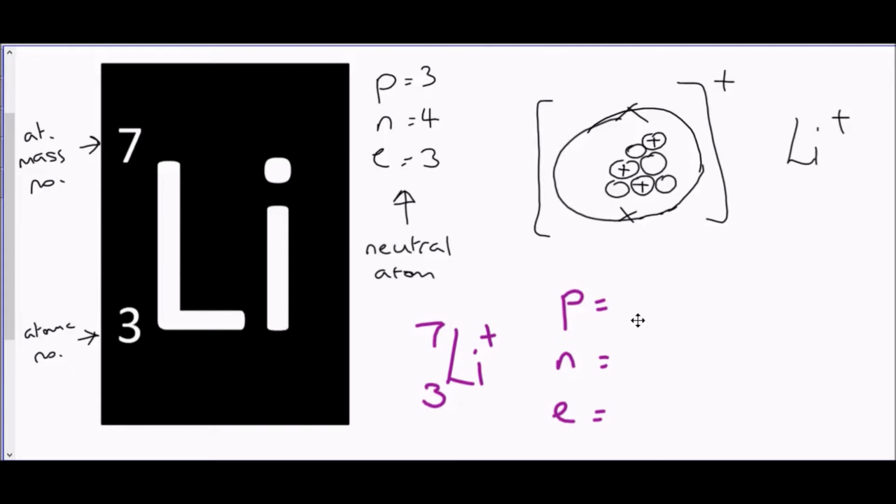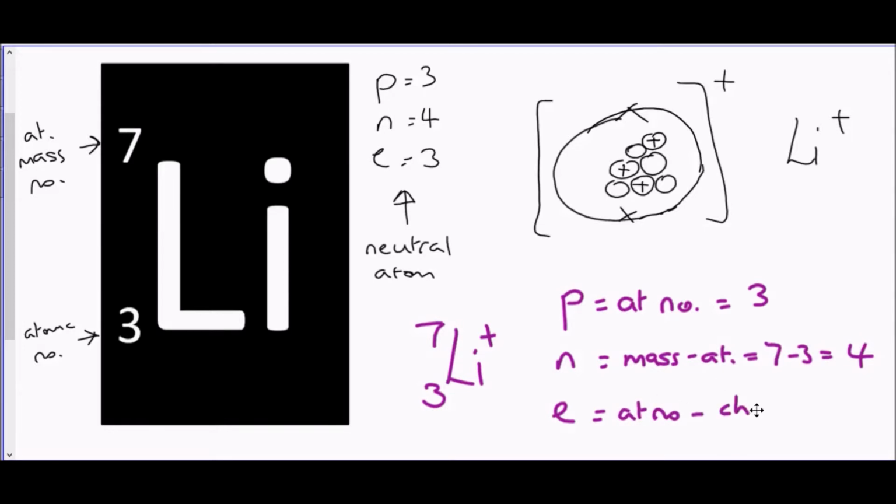So the number of protons is equal to the atomic number, so it's still 3. The number of neutrons is the mass number, take the atomic number, so we've still got 7 take 3, gives us 4 neutrons, but the number of electrons is now different, so we're going to do atomic number take the charge. So we've got atomic number is 3, take away the charge is 1 plus, 3 take 1 gives us 2 electrons.